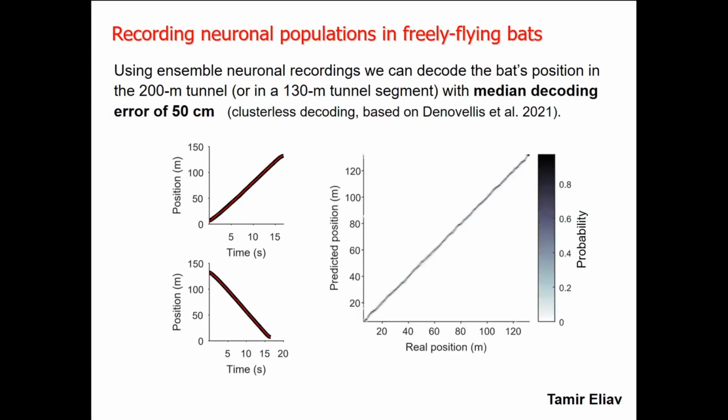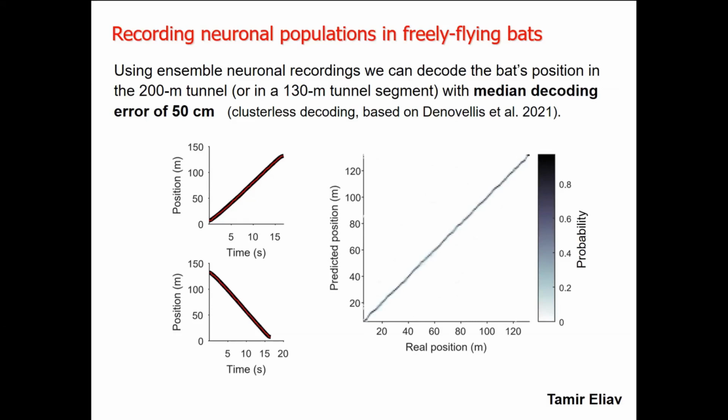This is the confusion matrix of predicted position versus real position. And you see that the color is the probability and everything falls along the diagonal, meaning the decoder works really well. And we had a median decoding error of 50 centimeters in a tunnel that's up to about 200 meters long. So it's 0.25% precision. It really works beautifully. Now, why is that interesting?